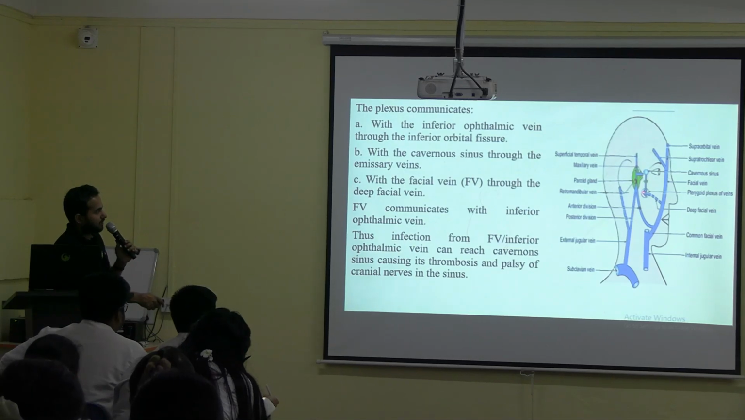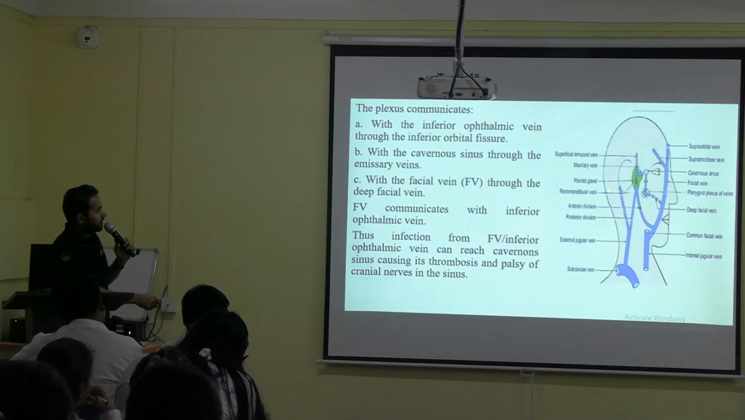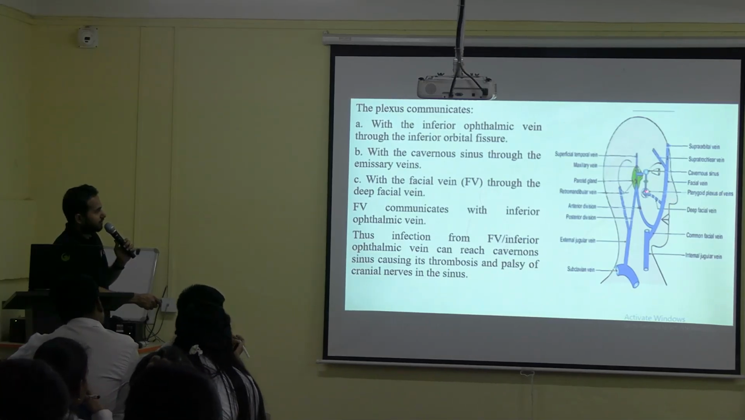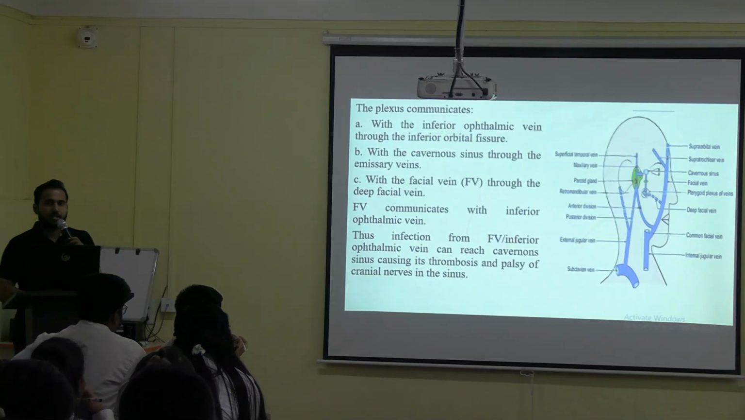Okay. Next here you can see it is connected to the facial vein, with the facial vein through the deep facial vein. Deep facial vein के साथ facial vein connect होता है with the pterygoid venous plexus. So that is also an important connection.